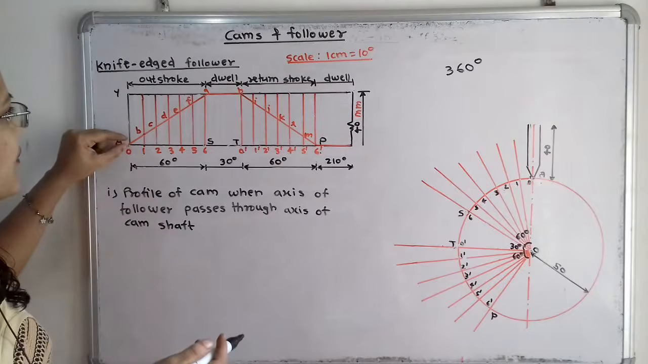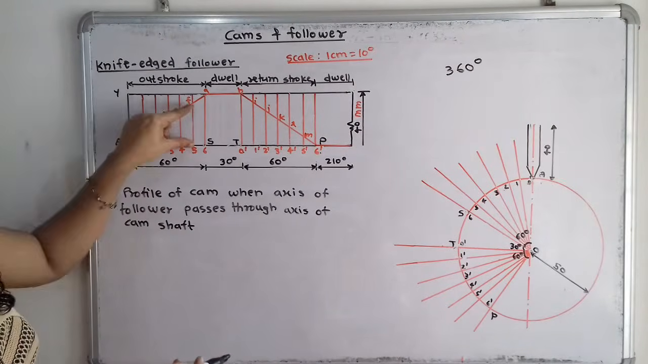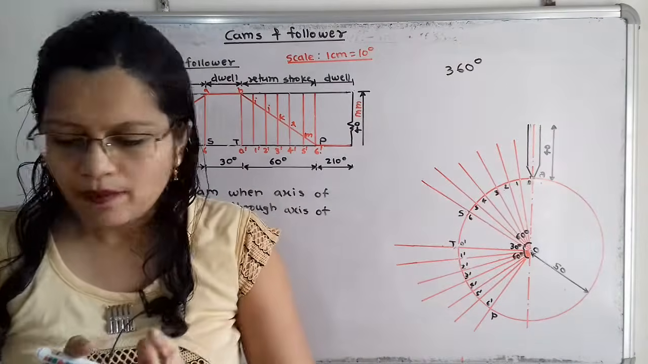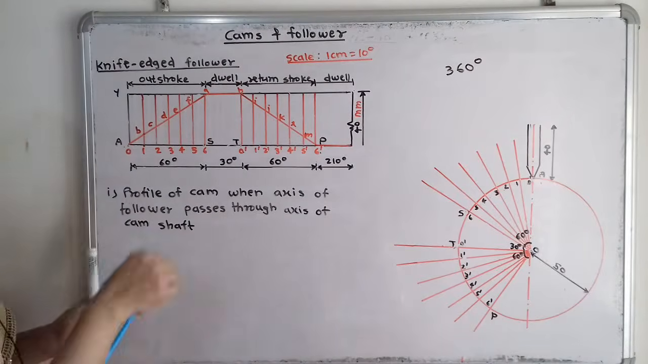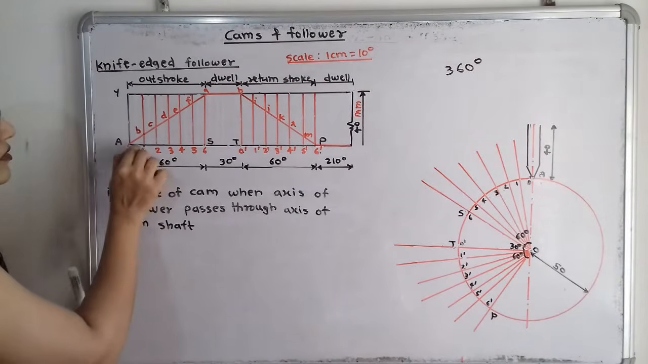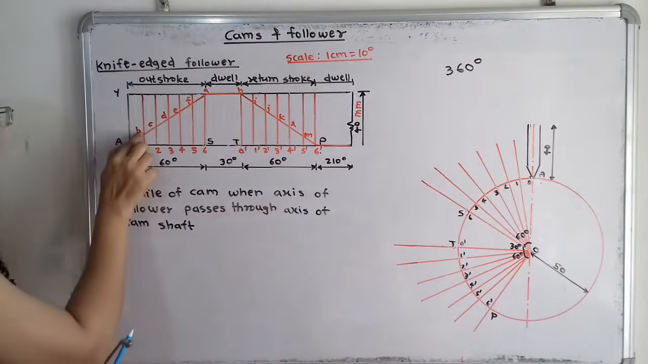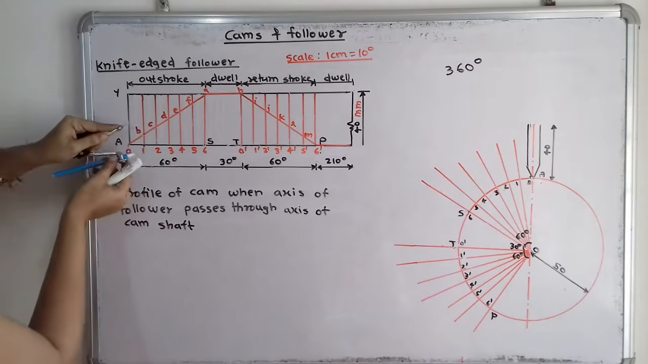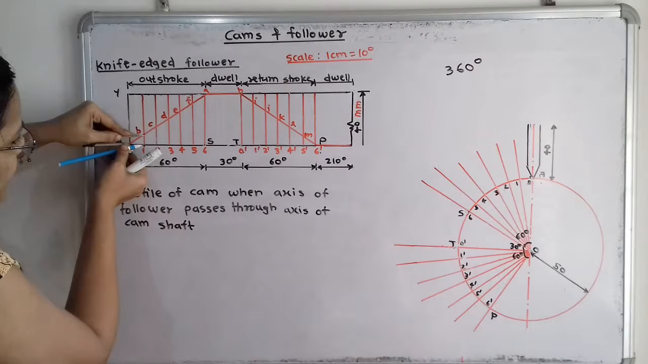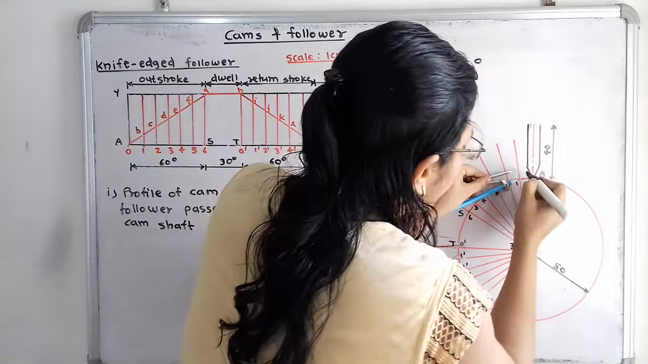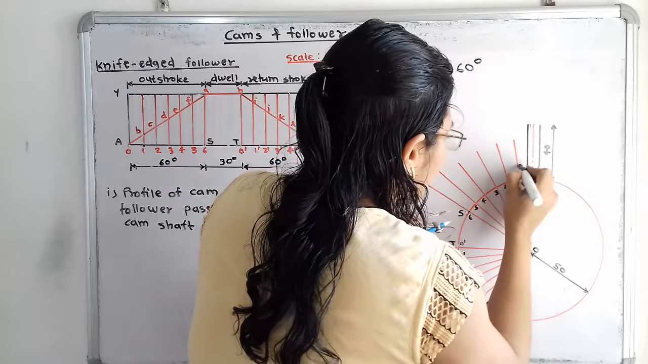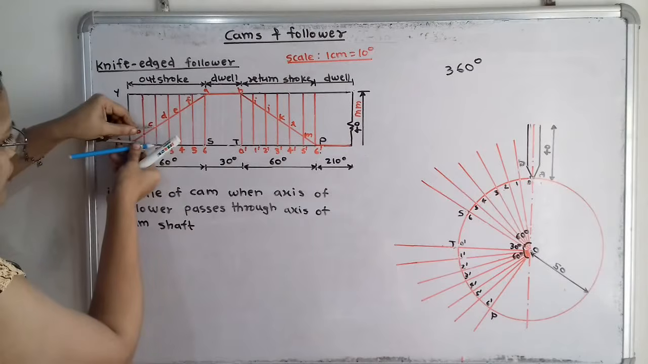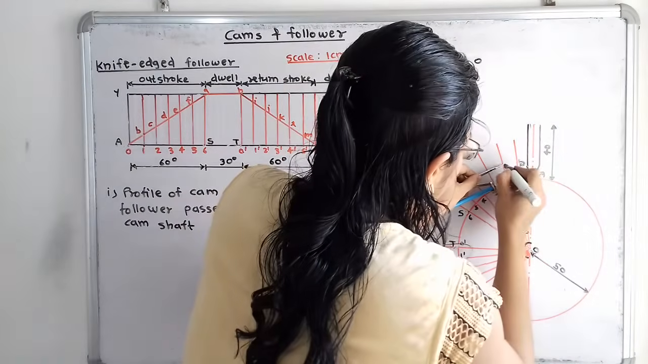Now we have to transfer this stroke for the follower. So here at point A it is 0, that is, the knife edge is here. But what happens when it passes through one part? The knife edge will reach point B. So in the displacement diagram we have to transfer the same distance from 1 to B. With the help of a compass we can transfer this distance. So from 1 to B I will mark one point, and this point will be B. Then the next is 2 to C. In the same way we have to transfer 2 to C.